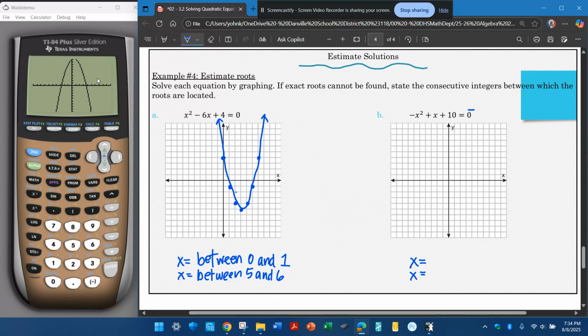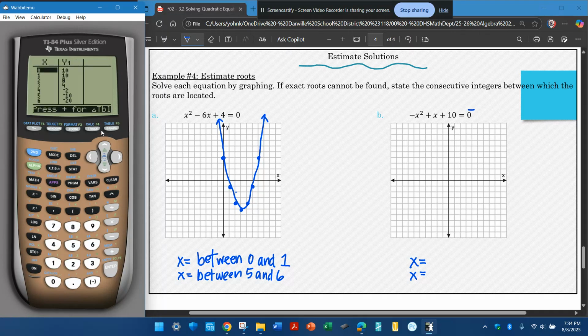It looks like one's in the positive and one's in the negative. So let's go to the table and look for some zeros. I don't see any zeros, and I see numbers that are continuously getting bigger. So it looks like we're going to have another betweener.